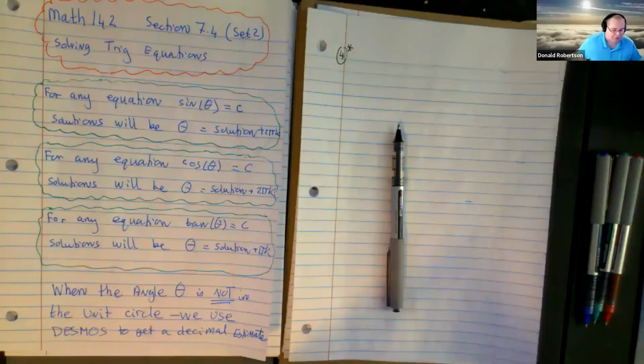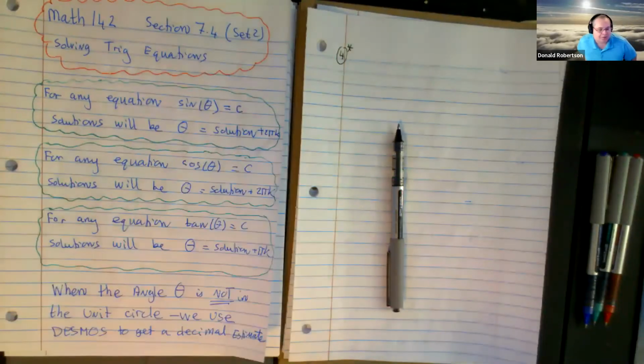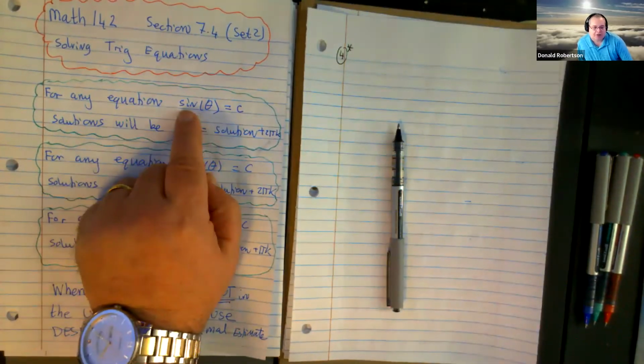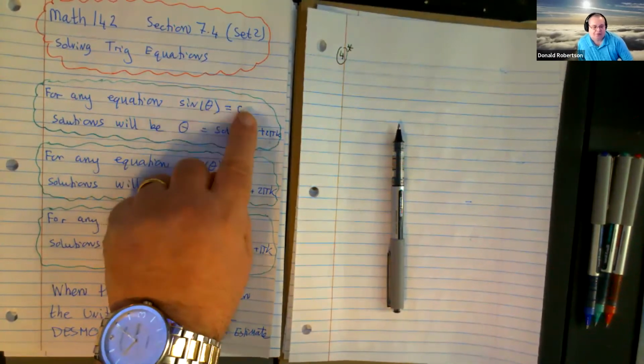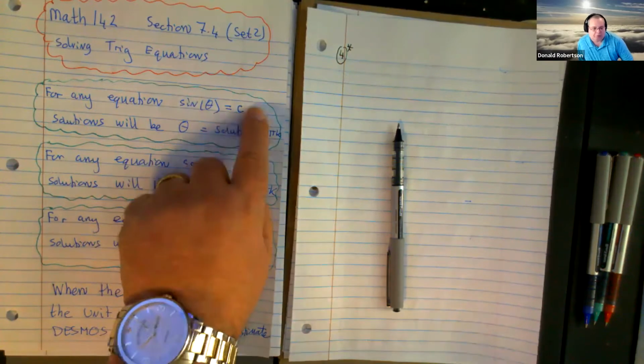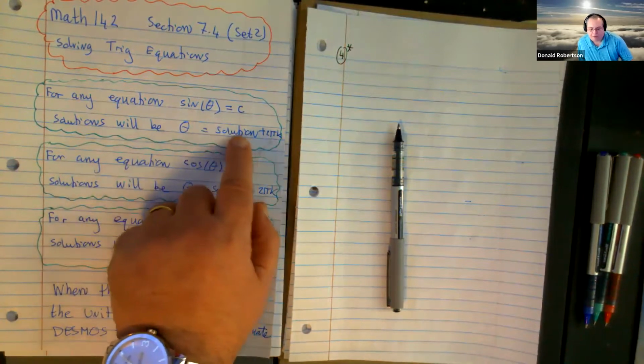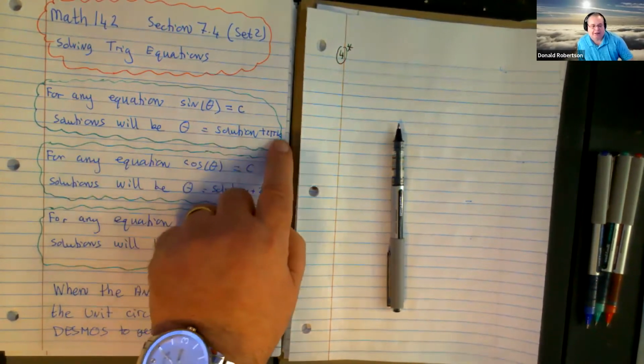We are doing some trig equations. Note to self here, but note to you as well: if you ever try to solve an equation and it ends up looking like this, the sine of theta is 0.1, the sine of theta is a half, the sine of theta is whatever the number happens to be, the general solutions will be theta equals whatever the solution is, plus 2 pi k.